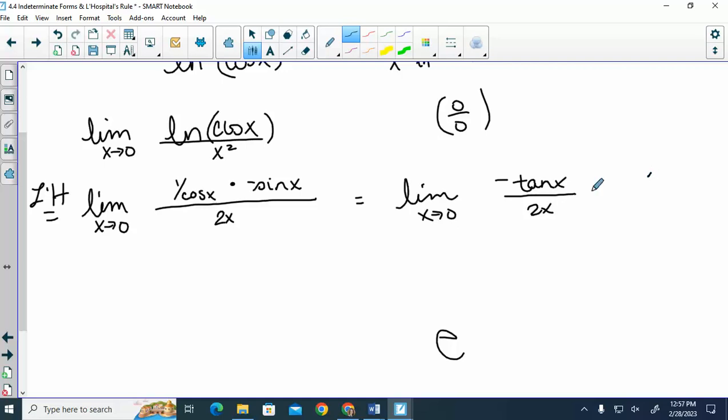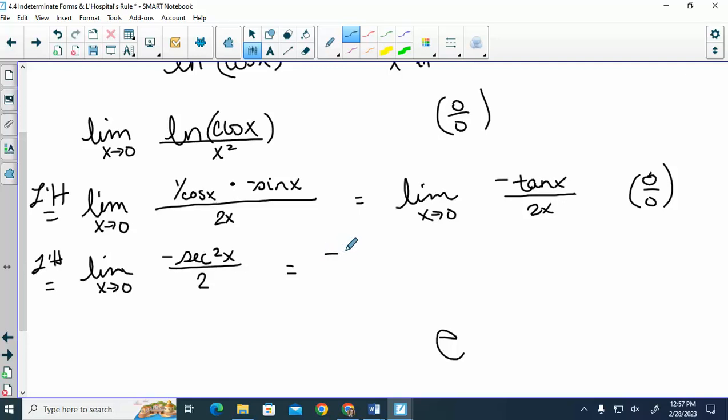What's the tangent of 0? 0. And 2 times 0 is 0. So it's 0 over 0, which means L'Hopital again. Derivative of negative tangent, over derivative of 2x, which would be 2. Negative secant squared, and secant is the reciprocal of cosine. Cosine of 0 is 1. So secant would also be 1. So we get negative 1 over 2. So my final answer? E to the -1/2.